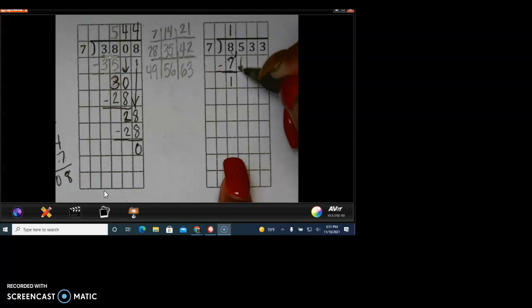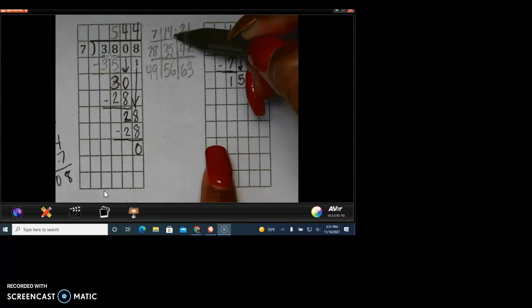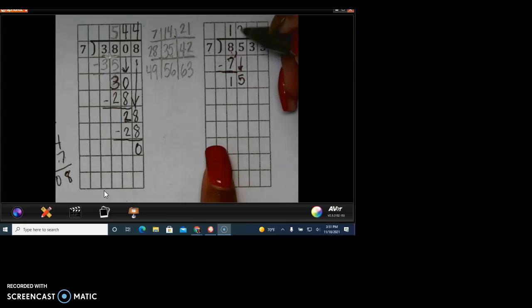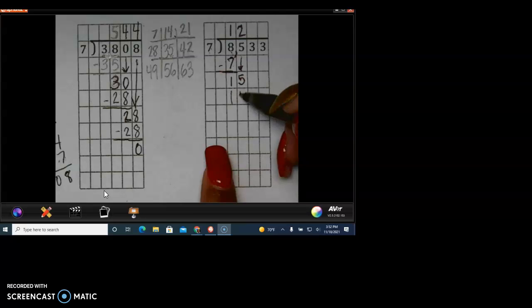I bring down my 5. I have 15 now. Can 15 be divided by 7? Yes. If I look here, 7 times 2 is 14. So the 2 is up here. That's how many groups of 7 I can make. 2 times 7 is 14. Take a moment and check and make sure your work looks like mine. Rewind once again, I'll say, if you need to rewatch what just happened.